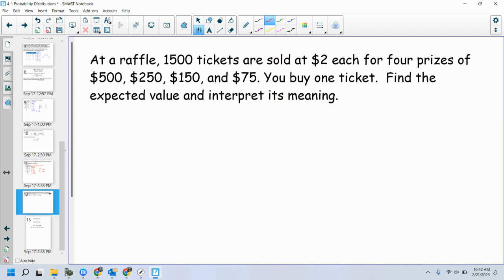Okay, last thing we're going to talk about. I like this problem. Expected, it goes right along with expected value. At a raffle, 1,500 tickets are sold, $2 for each, and there are 4 prizes. I always get roped into doing these for students. Oh, I got this raffle ticket. You could win $500. But what's your expected value on that?